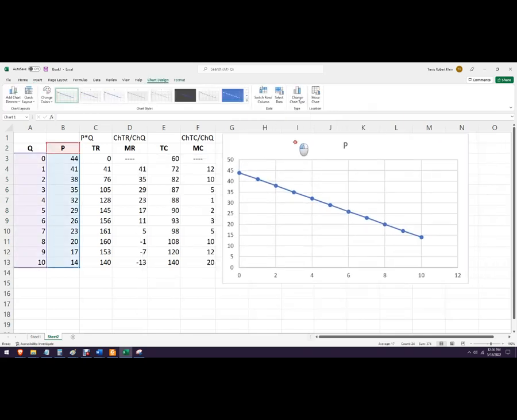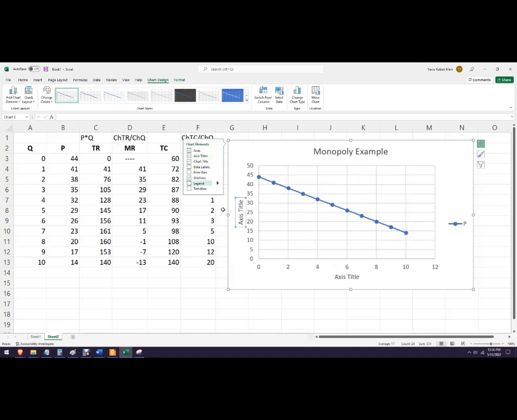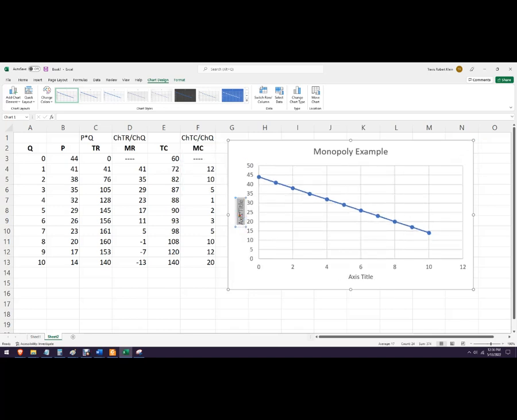Okay. So this gives me price. I'm just gonna call this Monopoly example. You can call it whatever you want. Here you can add axis title. Call this price. And down here, it's gonna be quantity. Okay, and then this right here is demand.